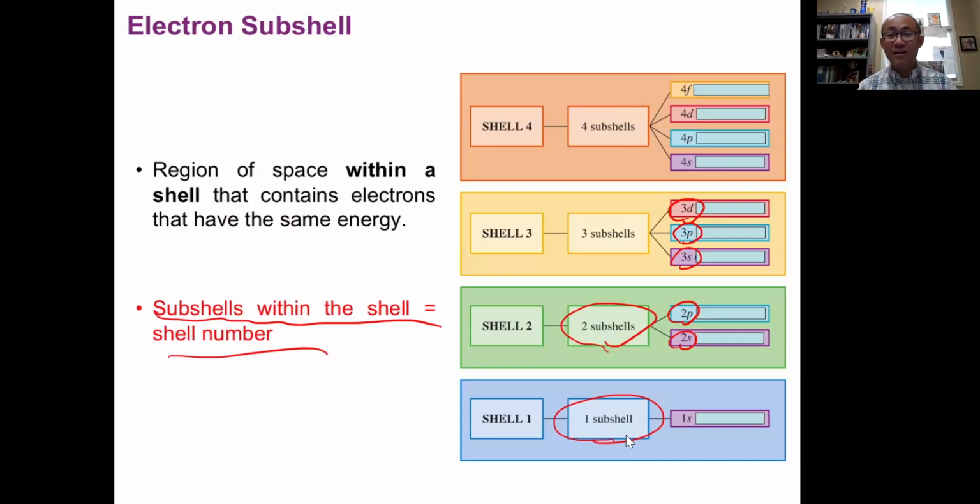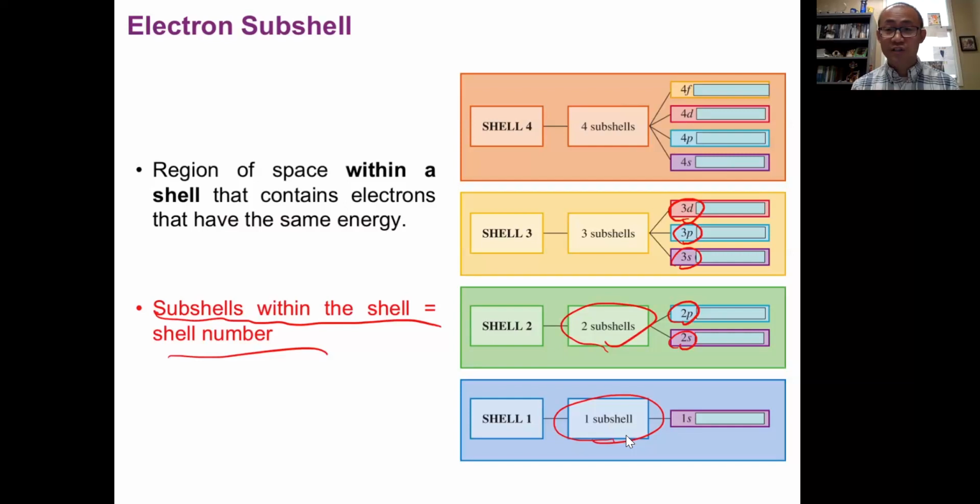And the subshells are named by the letters s, p, d, and f. Of course, in front of the letter, we put the shell number. If the s belongs to the first shell, it's called 1s. If the s belongs to shell 2, we call that 2s. If the s belongs to shell 3, we call it 3s. But the number of subshells is determined by the number of the shell, the same as the shell number.